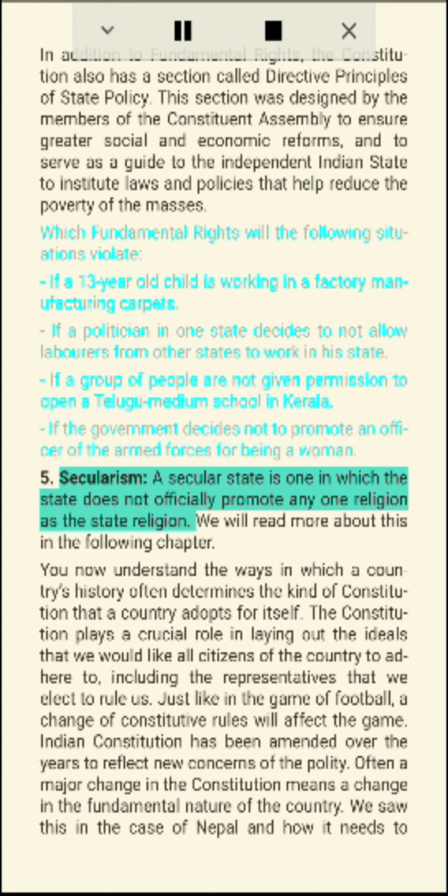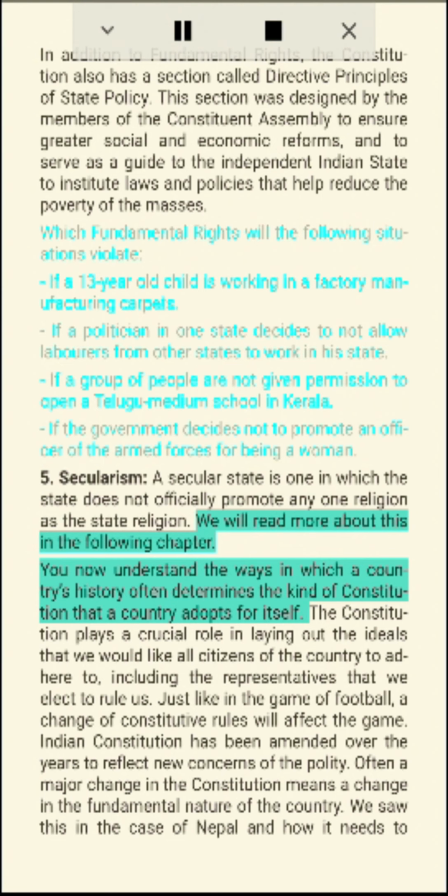Point 5. Secularism. A secular state is one in which the state does not officially promote any one religion as the state religion. We will read more about this in the following chapter.